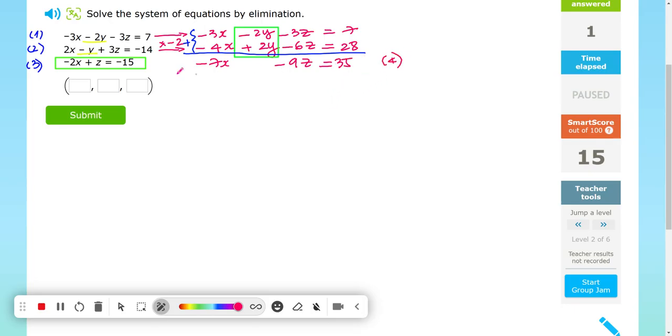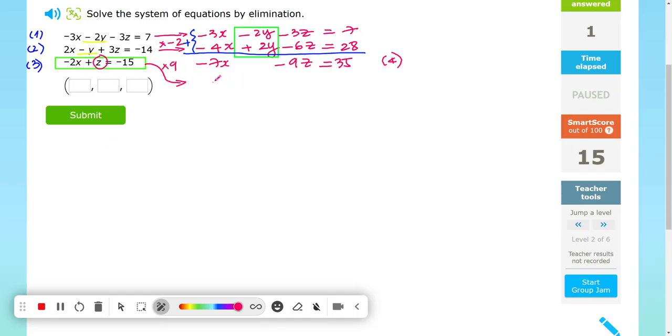So now, between equation number 4 and equation number 3, you need to eliminate either x or z. So what should we do? Take a look. I would eliminate the z. The reason is equation number 4 already has negative 9z. So if in equation number 3 I make the z become 9z, then I add them together, and the z will be eliminated. So equation number 3, I would multiply by 9.